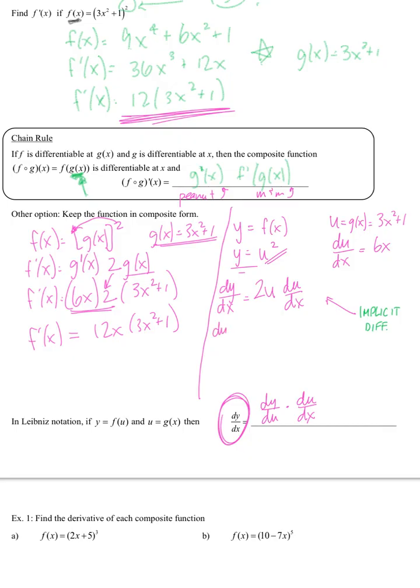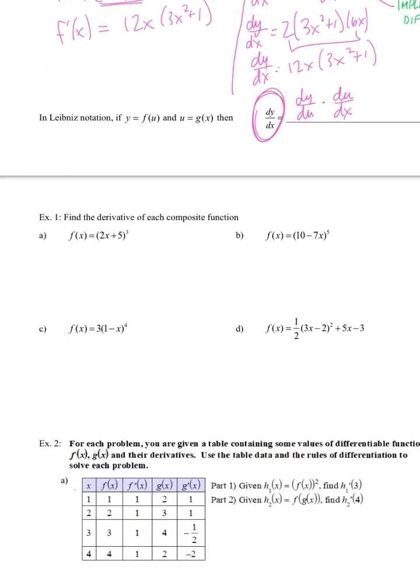Okay, so now when I start substituting back in, dy dx is going to be 2 times u, which is up here, 3x squared plus 1, times du dx, which is 6x. And if I clean this up a little, I still get 12x times 3x squared plus 1. Okay, let's move to the second page and see if we can do these.